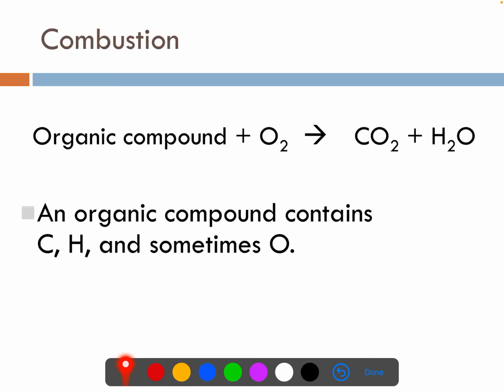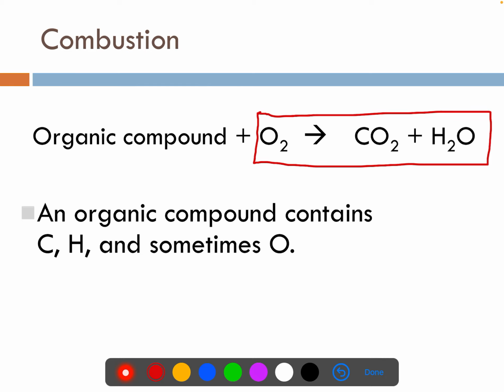Now, the last type of chemical reaction looks a little different than the other four, and this is a combustion reaction. And in a combustion reaction, we have an organic compound reacts with oxygen to form carbon dioxide and water. And honestly, this is how you recognize it. It's always with oxygen and forms carbon dioxide and water.